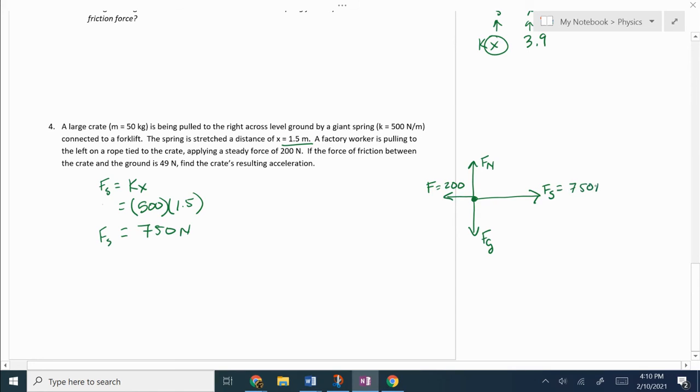So that means because 750 newtons is bigger than 200 newtons, the force of friction is going to be in the opposite direction, 49. That's going to be to the left. Then it says find the resulting acceleration. So you sum your forces in the x direction. We know that it's going to accelerate, so you're going to put ma, and then you have forces to the right minus your forces to the left. And you can solve for your acceleration.